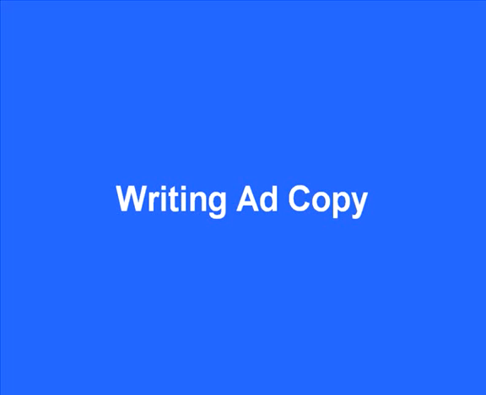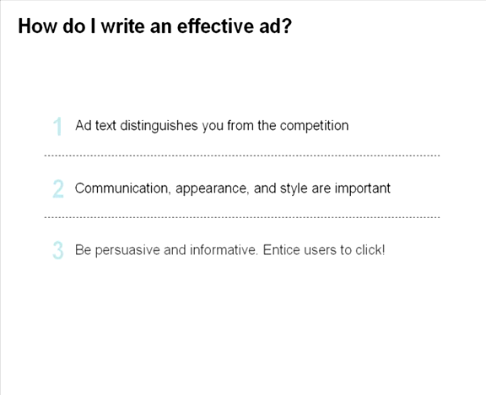Okay, so now that we've talked about keywords, let's talk about some best practices for writing good ads. So 3 things to remember about writing an effective ad. The first one is really the ad is what people first see. It distinguishes you from your competition. So this is the window into your website. So you really want to do a good job of communicating your value proposition effectively, and style is really important. You want to be persuasive and informative and entice users to click on your ad.